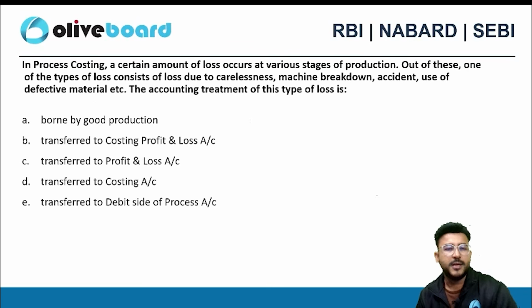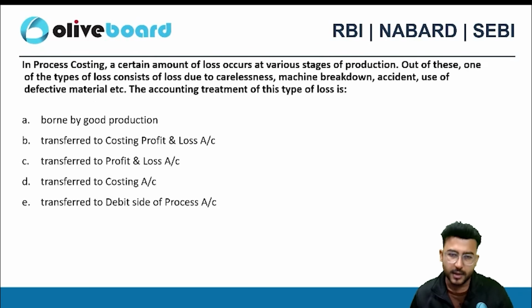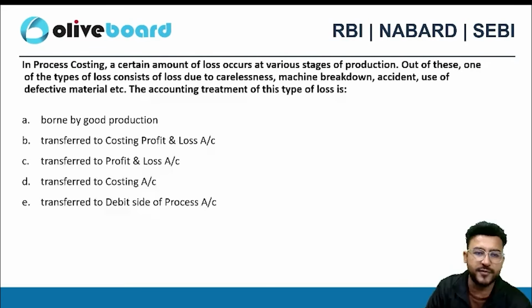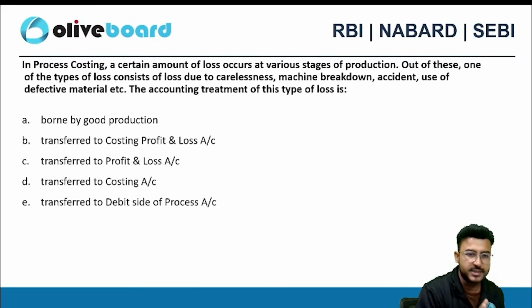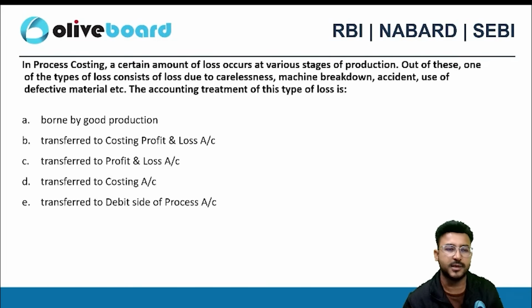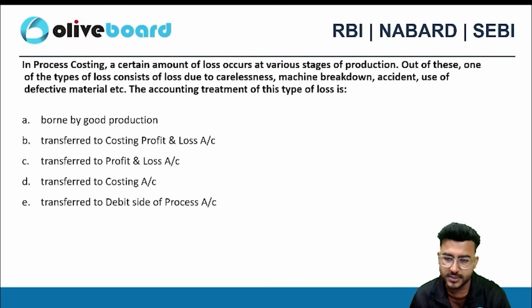Next one. In process costing, certain amount of loss occurs at various stages of production. Out of these, one type of loss consists of loss due to carelessness, machine breakdown, accident, or use of defective material, etc. What should be the accounting treatment of this type of loss as per your understanding? A very simple, very straight question.